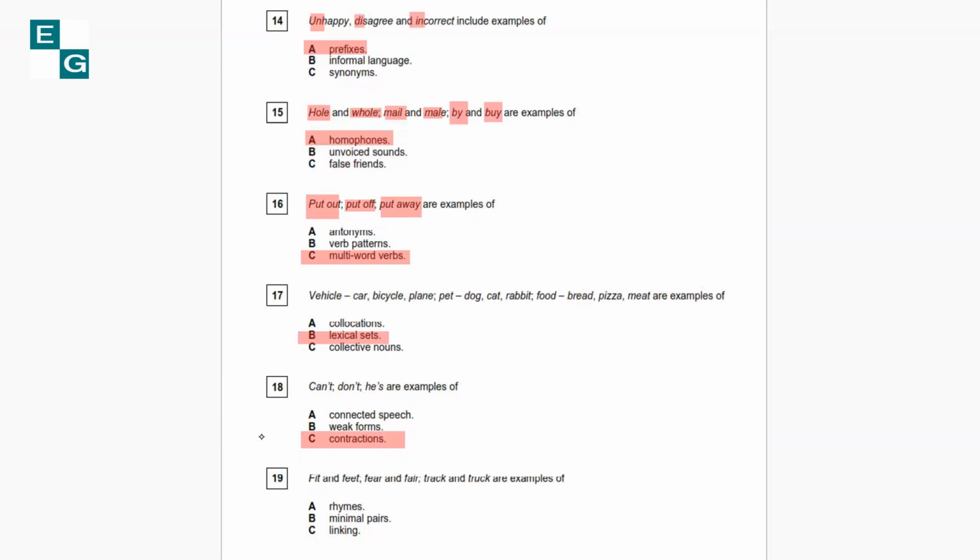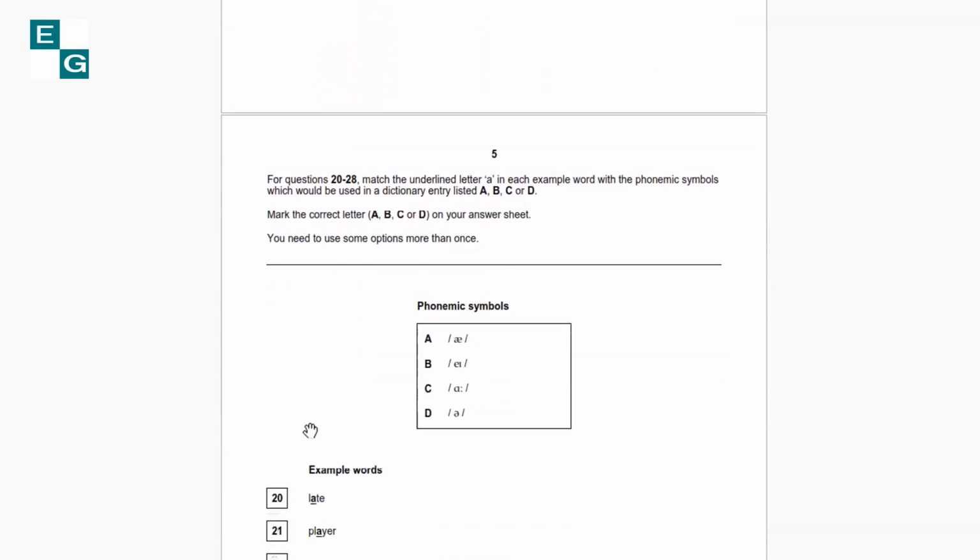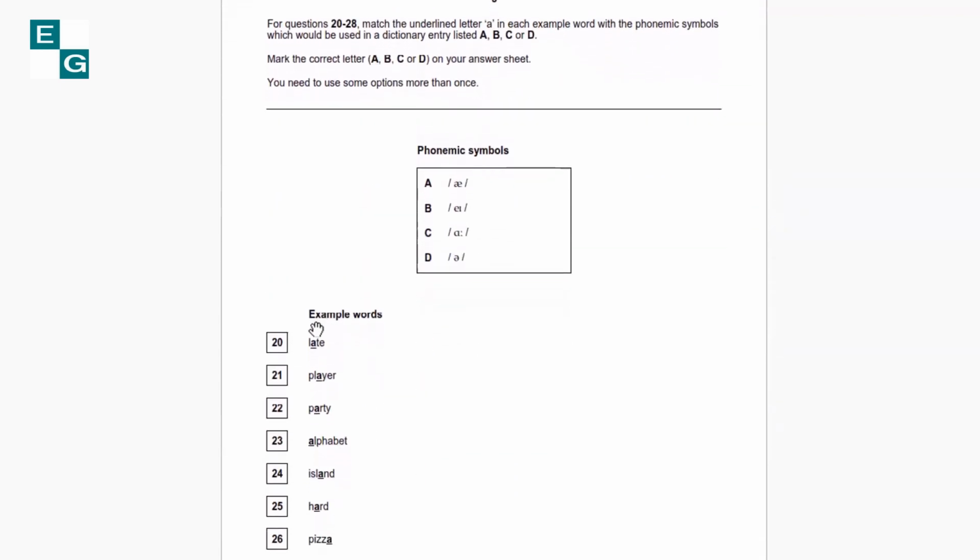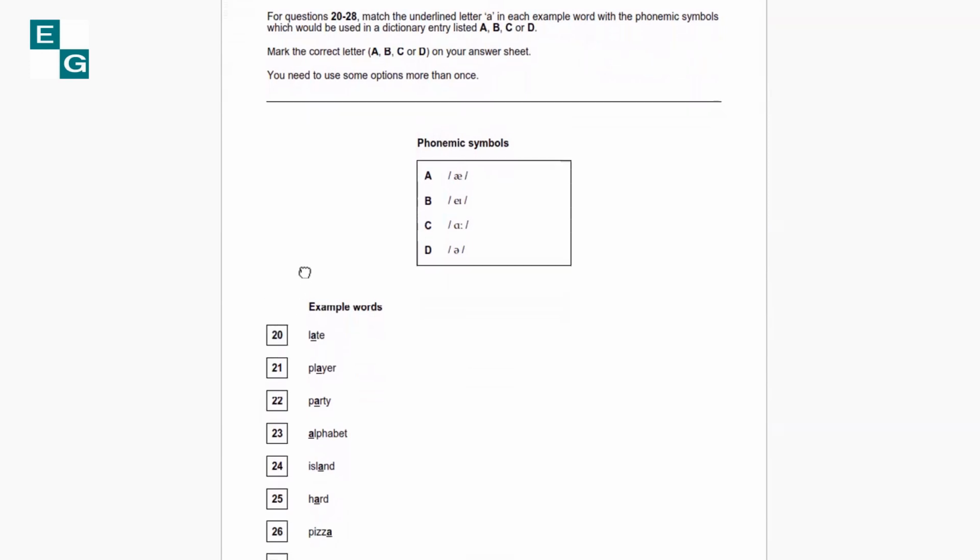Then we have did and did, here and fair, track and truck. And these are examples of minimal pairs. Two words that are pronounced almost the same. The difference is just an individual word or sound.